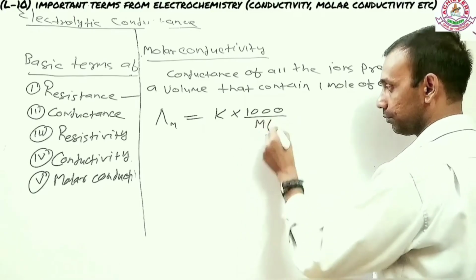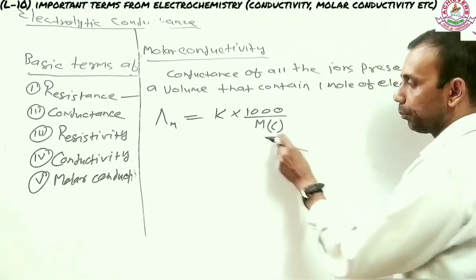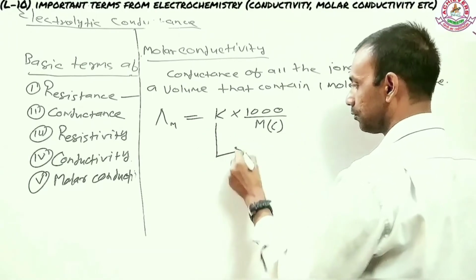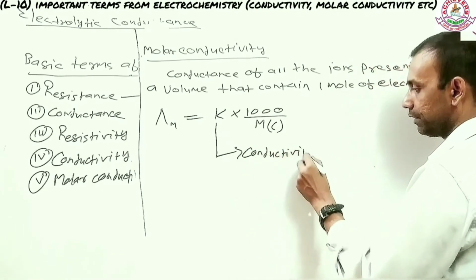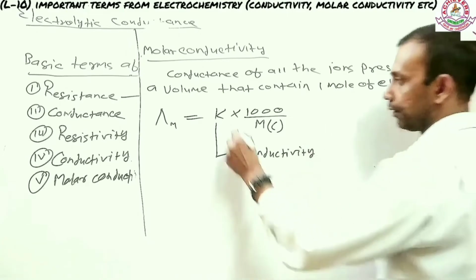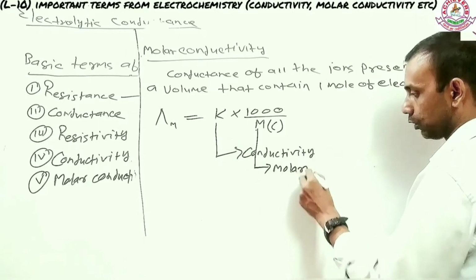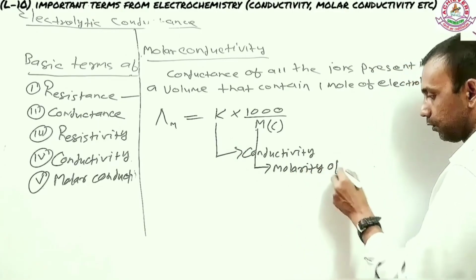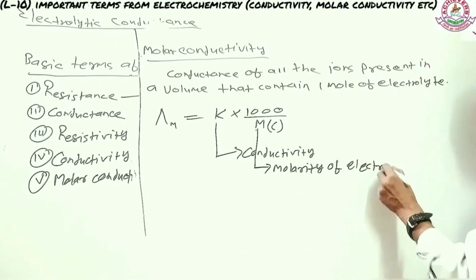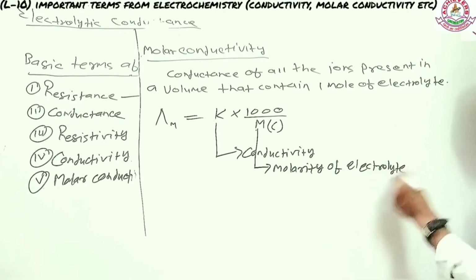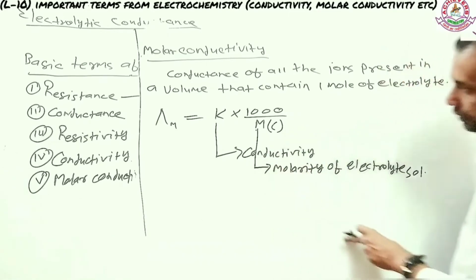molarity. But if you find C written there, don't get surprised, where K is conductivity and M is the molarity of the electrolyte solution. So C is also representing the molarity here.